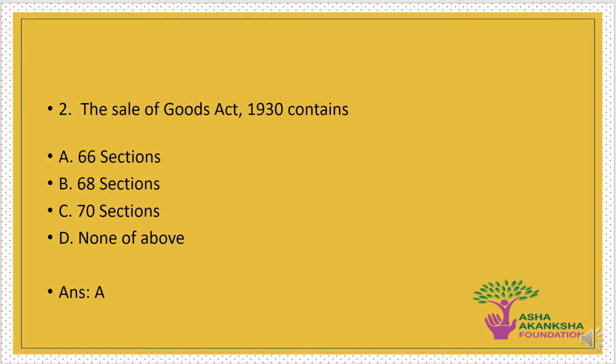The next question is, the Sales of Goods Act 1930 contains how many sections? Options are A, 66 sections, B, 68 sections, C, 70 sections, or D, none of the above. The correct answer to this question is option A, that is, the Sales of Goods Act 1930 contains 66 sections.